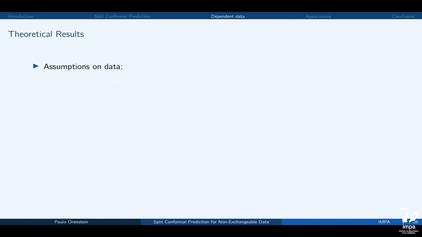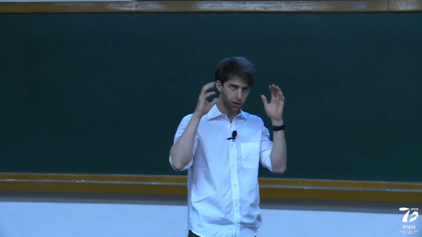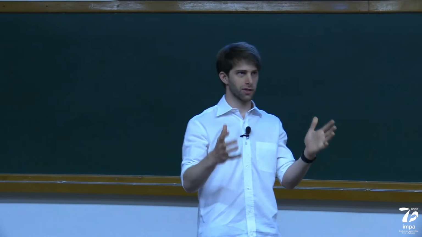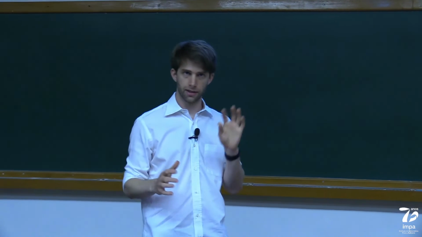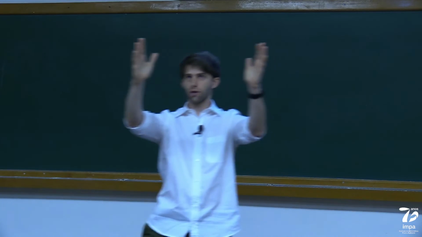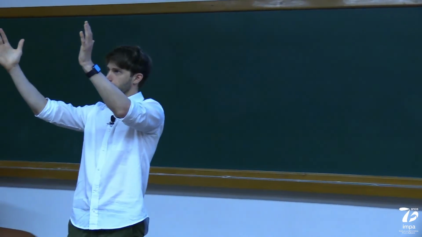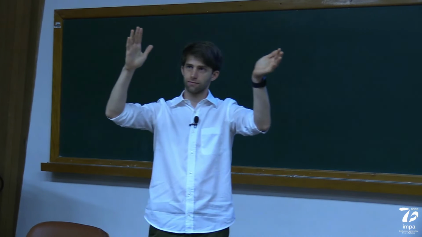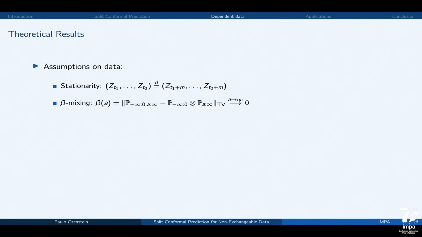To be able to tell you the results in closed form, I'm going to make some assumptions on the data. These assumptions are not strictly needed, but they'll help me give you concrete numbers and true simulations. First, I'm going to assume that the data is stationary. This means that if I look at my data from time t1 to time t2, and I move it along a block to time t1 plus m, t2 plus m, it's the same distribution. The second thing I'm going to assume is that it's beta mixing.